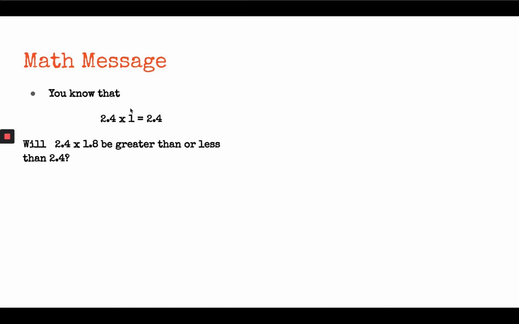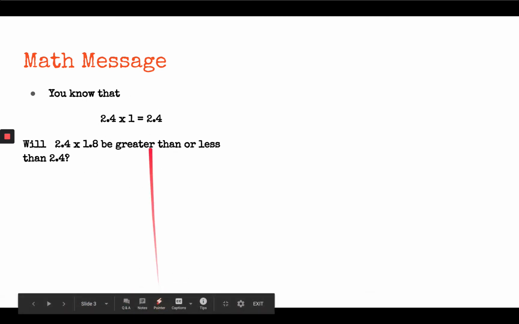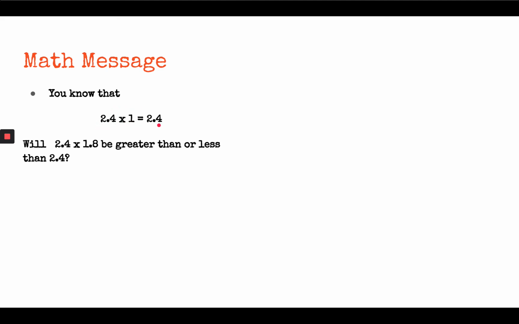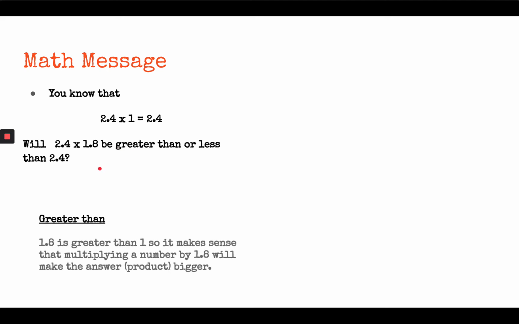So let's look at this right here. Okay, I'm going to use my little pointer today. All right, so 2.4 times 1 is 2.4. Will 2.4 times 1.8 be bigger than 2.4 or smaller? What do you think? The answer is greater than. And this is why. 1.8 is greater than 1. So it makes sense that multiplying a number by 1.8 will make the answer, or the product, bigger, okay? Obviously, if I multiply by a bigger number, my answer is going to be bigger. Let's try another one.